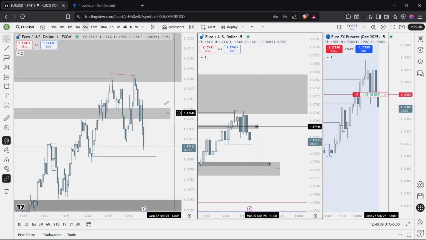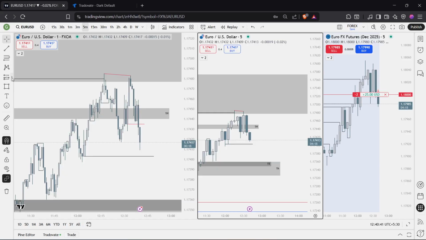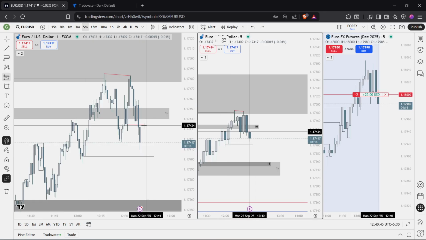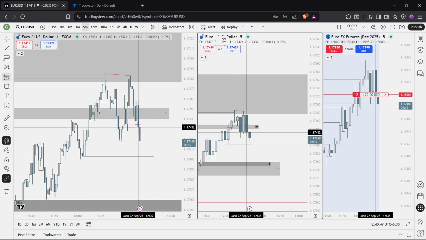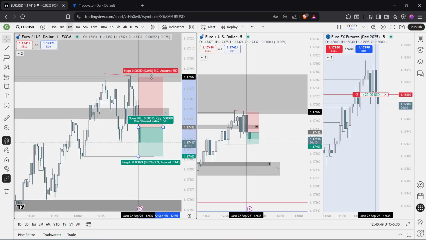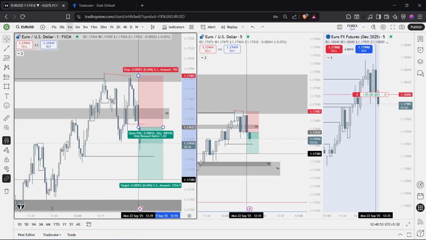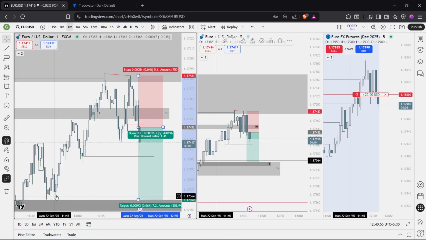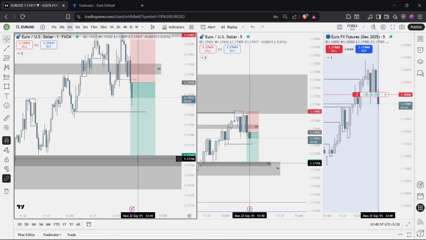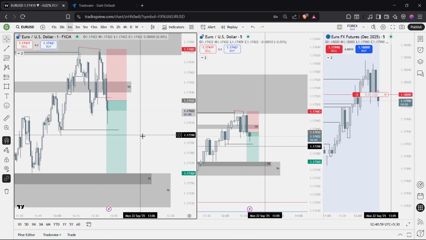Nicely done. So I'll put the stop loss for the short position I've entered exactly here. Yes, sir. Stop loss will be here. This is my initial. This is my draw on liquidity. Okay, this 15-minute, 1 hour FVG is my draw on liquidity.